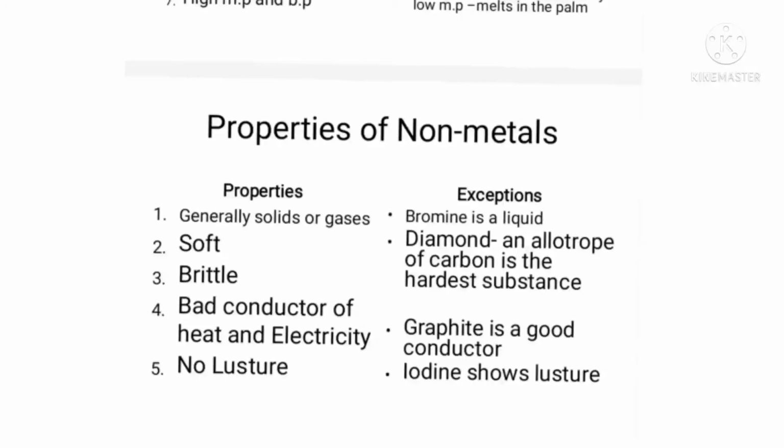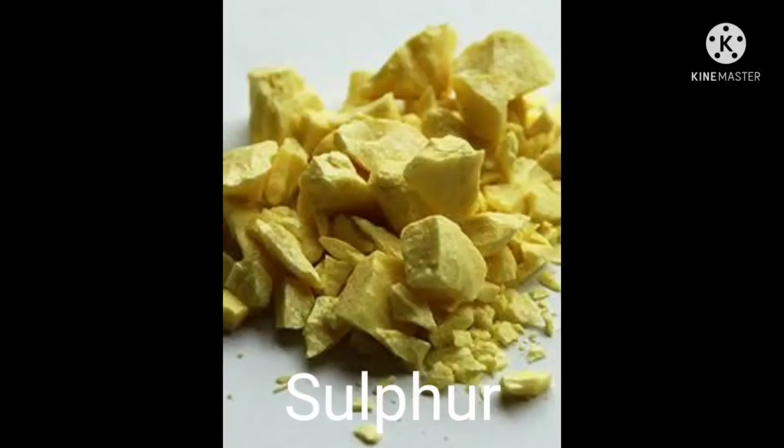And the properties of non-metals. Non-metals are not malleable. That means non-metals cannot be beaten into thin sheets with a hammer. For example, sulfur and phosphorus are solid non-metals which are not malleable. They cannot be beaten into thin sheets. But they break into small pieces when beaten with a hammer. That means they are brittle. Brittleness is a characteristic property of solid non-metals.